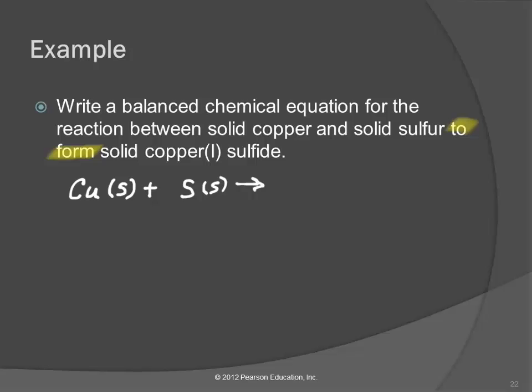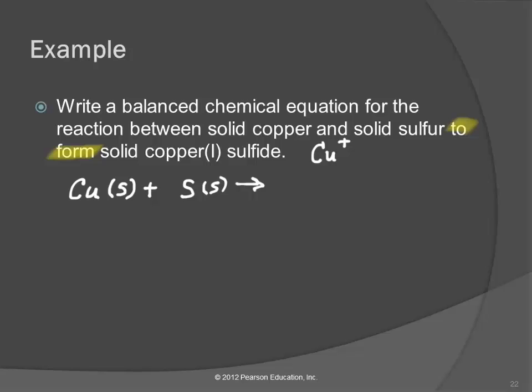Copper 1, we see that Roman numeral, and that's our big clue. This is an ionic compound. We have to write the formulas for the ions first. So copper 1 is Cu plus. The Roman numeral 1 tells us the sign, the charge on the ion.